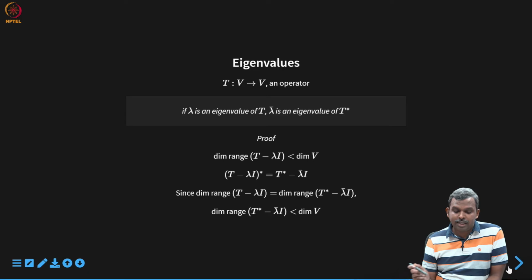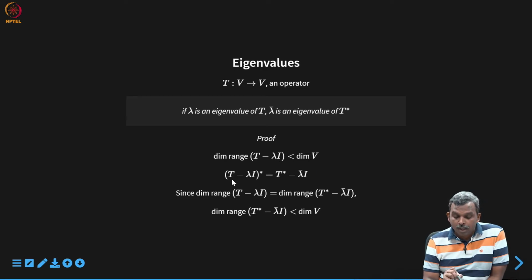The proof is not really complicated. If lambda is an eigenvalue, then you know that T minus lambda I is not invertible, which means the dimension of the range of T minus lambda I is less than the dimension of V. This we know for sure, the moment lambda is an eigenvalue. Now, what is the adjoint of T minus lambda I? We know that the adjoint of a sum of two operators is the sum of the adjoints of each of them. So you have T star minus the adjoint of lambda I. Now, for lambda I, you have to use lambda bar. So the adjoint goes like this.